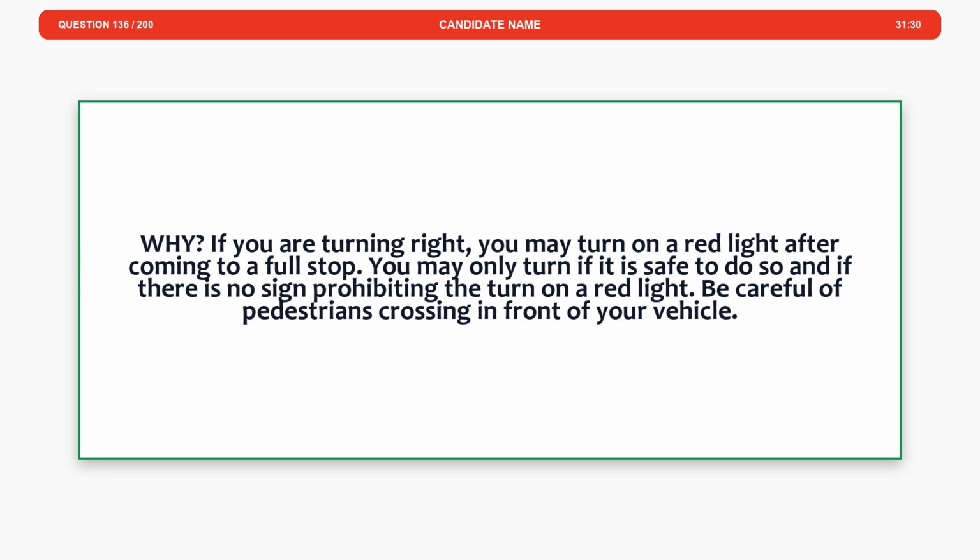Explanation: if you are turning right, you may turn on a red light after coming to a full stop. You may only turn if it is safe to do so and if there is no sign prohibiting the turn on a red light. Be careful of pedestrians crossing in front of your vehicle.